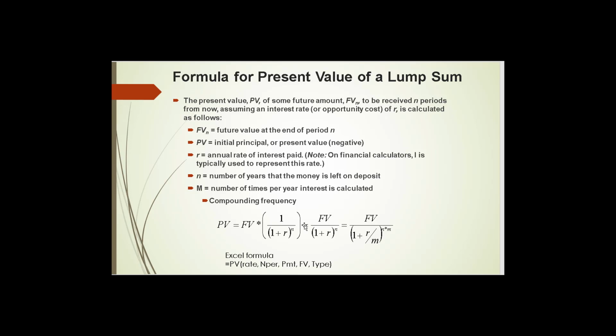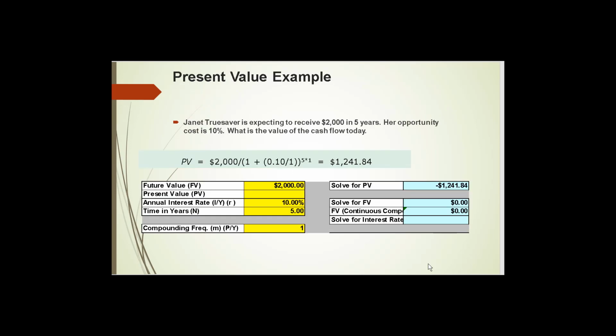So for present value, again, we know what the variables look like. Here's the formula that we can use to ultimately find out the present value of something, but you can see that we can also incorporate the compounding frequency. There is an Excel formula that we could utilize if we want to actually do the formula in Excel. But of course, there is a worksheet that's provided that will help you work through these problems.